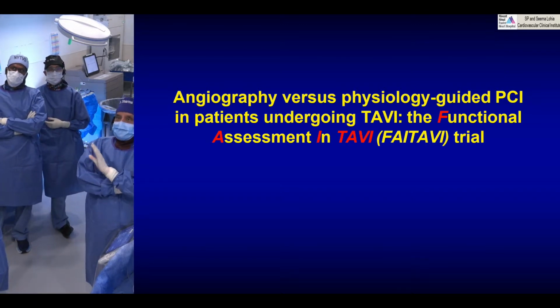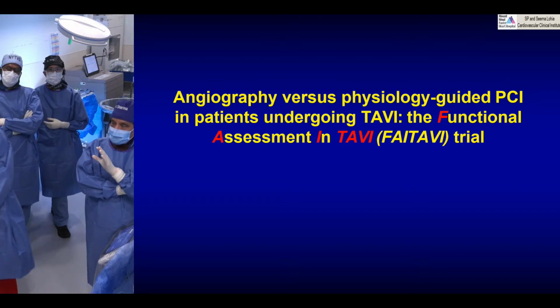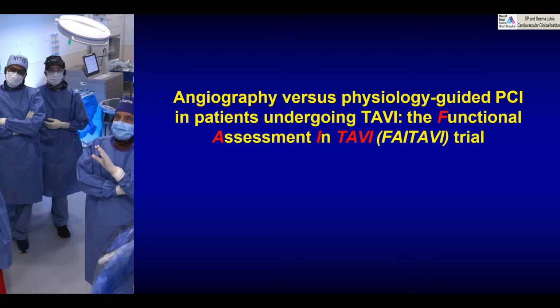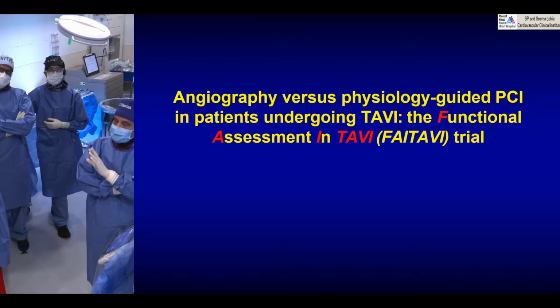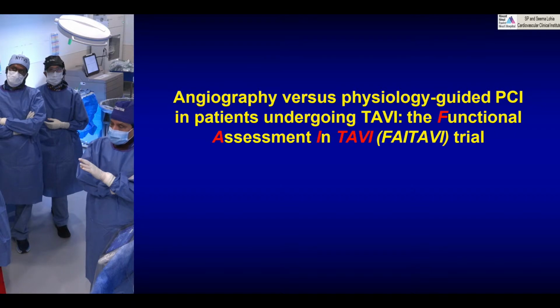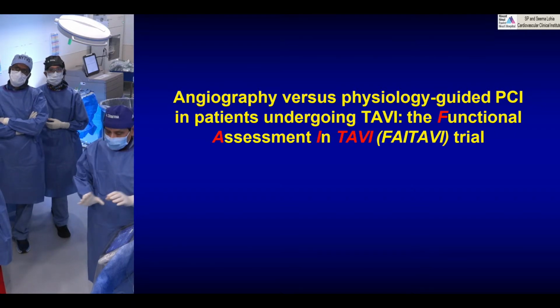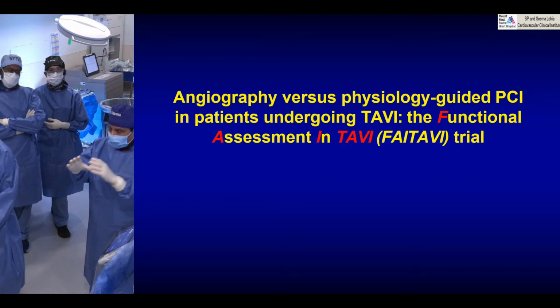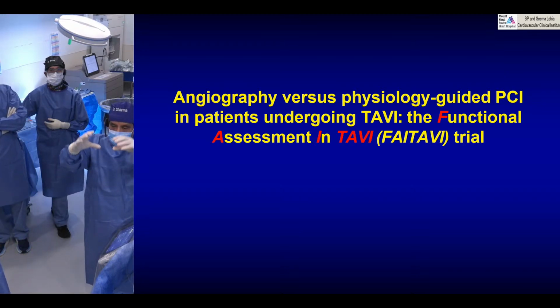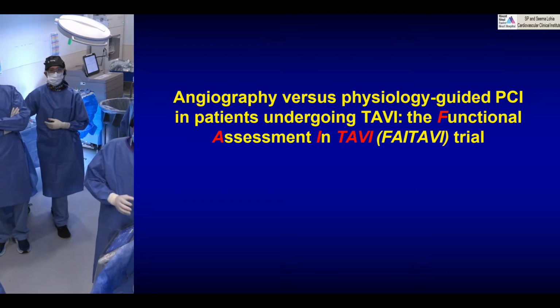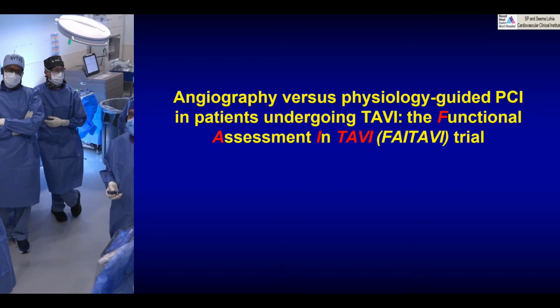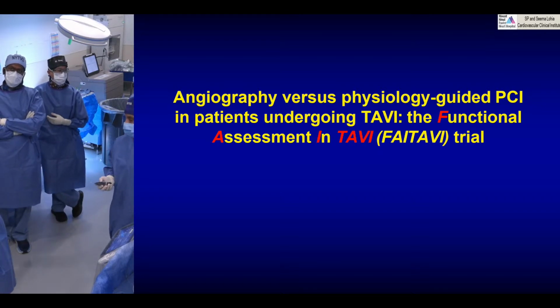We know that FFR has become our usual strategy in evaluating coronary artery disease before doing the stenting. And many trials, FAME 2, FAME 3, all have shown that FFR guided PCI is better than angio guided PCI because it decreases the overall stent usage without creating any harm. So what about in the AS patient?